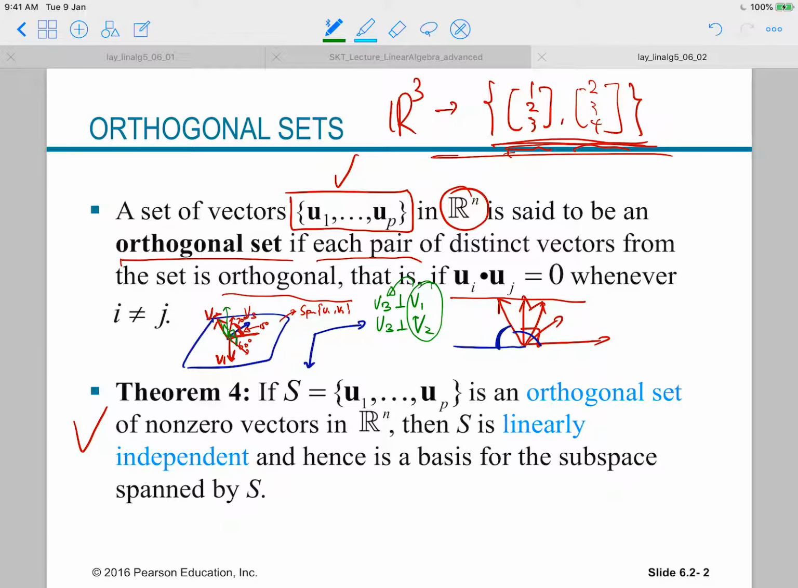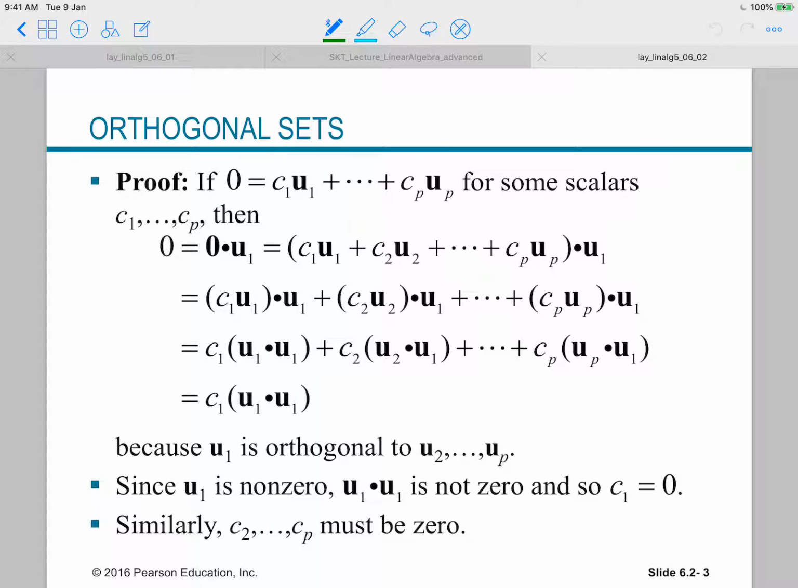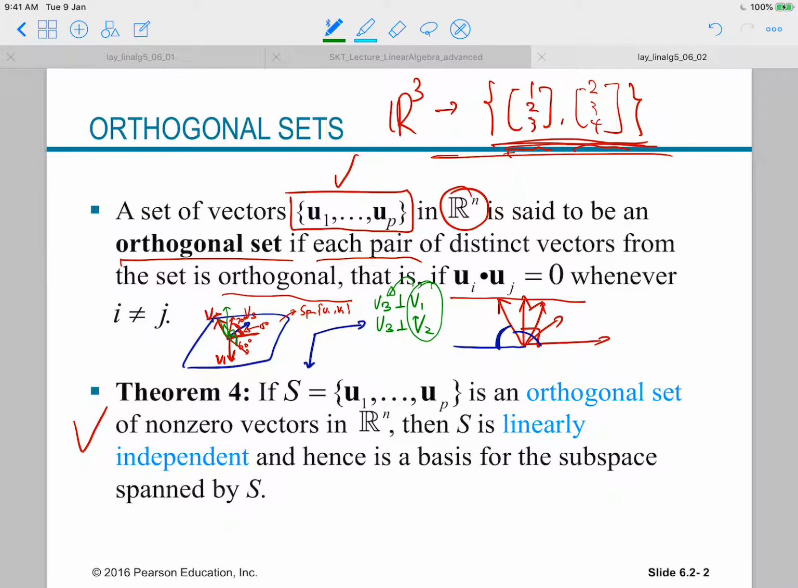Okay, so this is some intuition about why an orthogonal set will automatically guarantee a linearly independent set. But not the other way around. And then let's prove this theorem mechanically, through some equations. So we want to prove that an orthogonal set is automatically a linearly independent set. So we want to prove that.